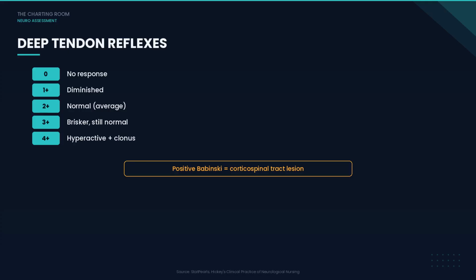Hyperreflexia points to an upper motor neuron lesion. Think stroke, spinal cord compression from above. Hyporeflexia points to a lower motor neuron or peripheral nerve problem instead.